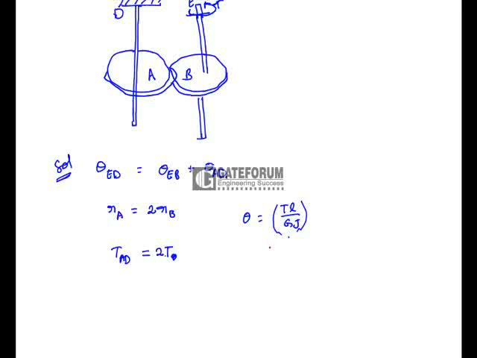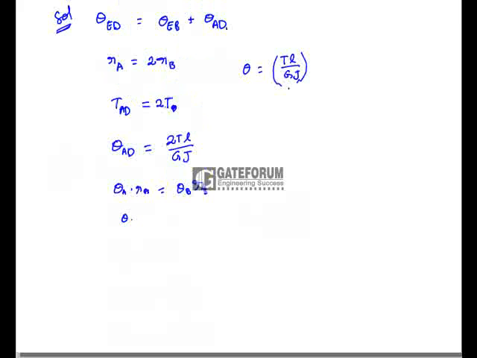So the angle of twist in AD is equal to TL by GJ. But we know that the arc deflection is equal for both A and B, that is, theta A into RA is equal to theta B into RB. Here RA is equal to RB, so theta A is equal to theta B, or 2 theta A is equal to theta B.